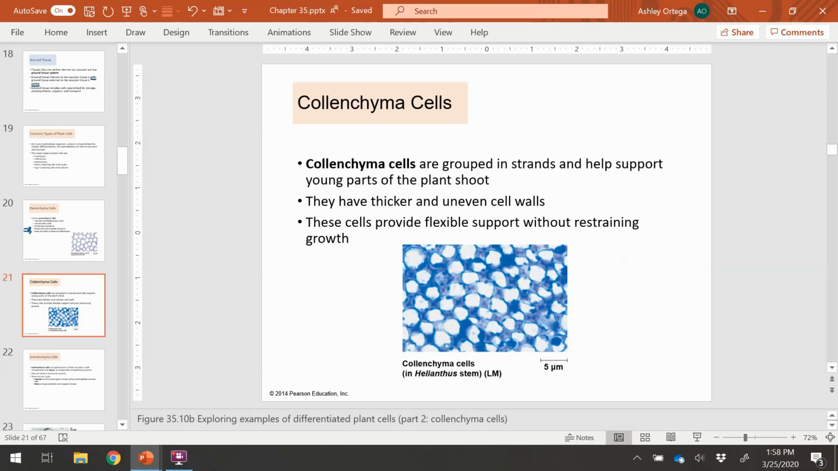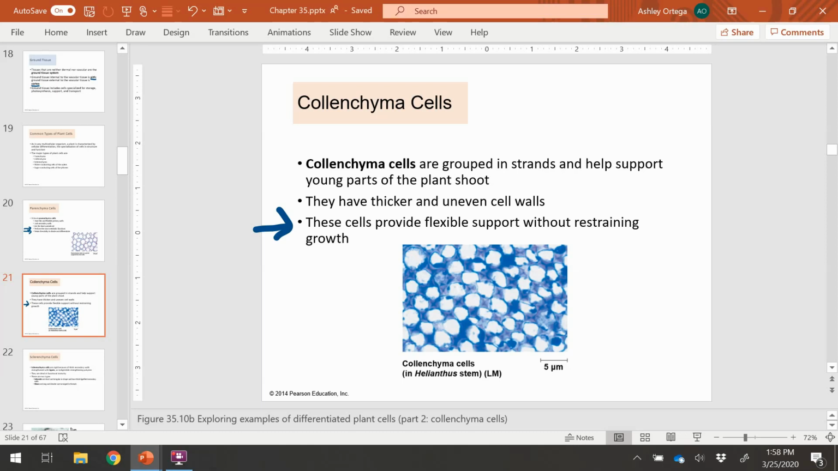And compare that to the collenchyma cell. Collenchyma cells are known for their uneven cell walls, but for us, we want to know that they provide support without restraining growth. And so this is a key function here, in that they are not able to do all the things that parenchyma cells do, but they do provide flexible growth by having sturdier cell structures.